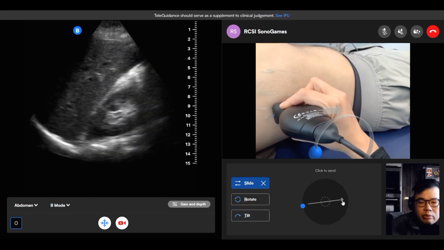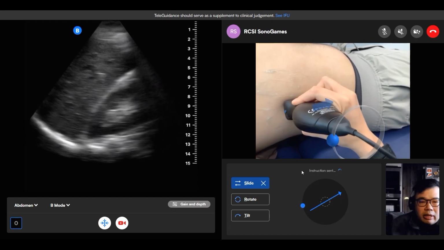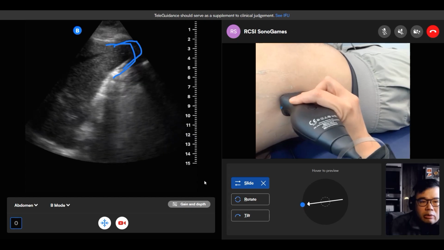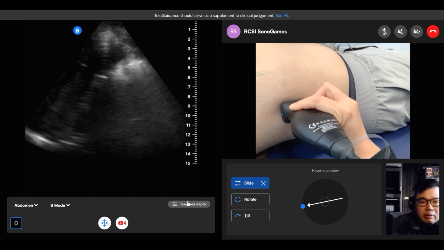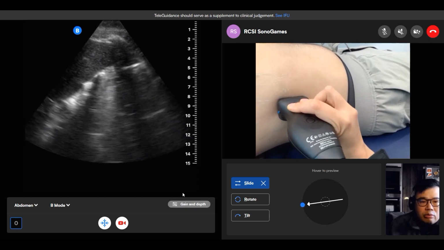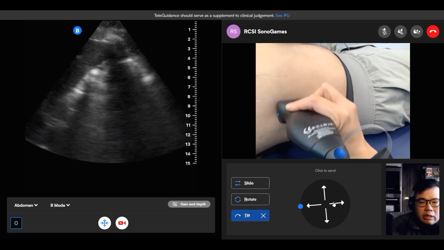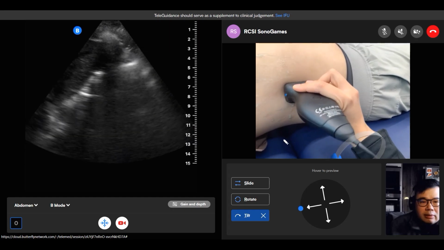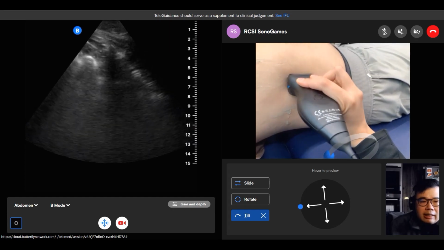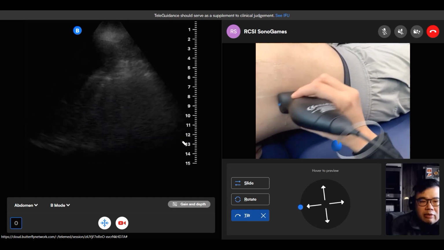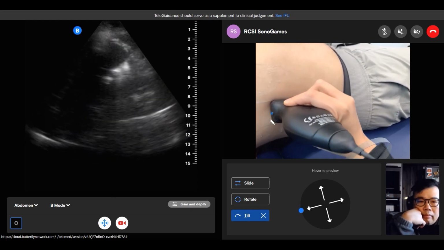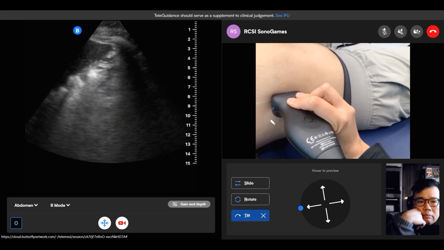You can slide your probe down a little bit to look for the caudal tip of the liver then. Yeah, there you go. And you're fanning through it. So you need to fan each time you are doing this. Exactly. So you want to fan through the tip of the liver because it's a 3D structure. So good job.